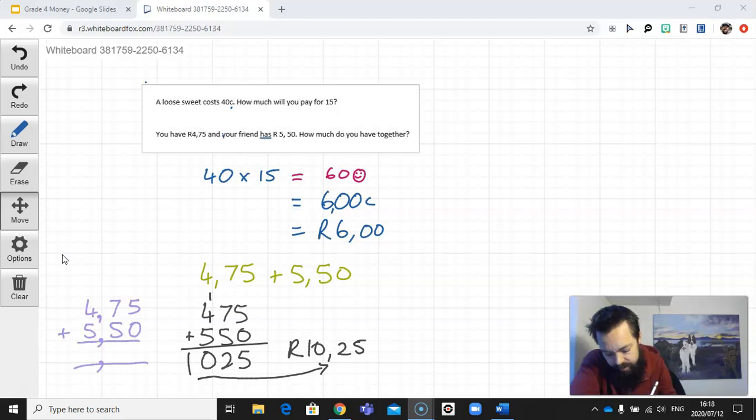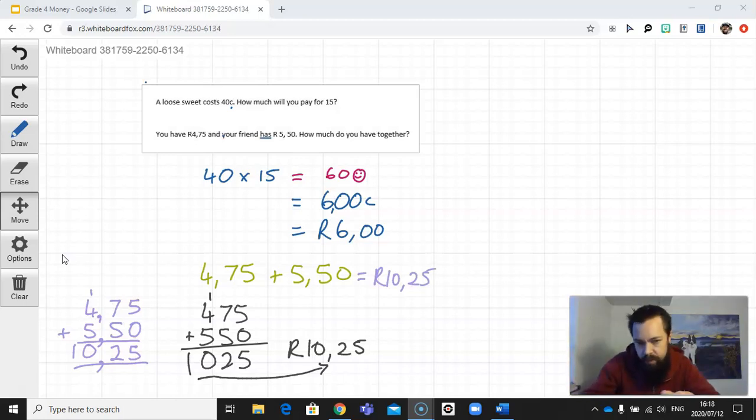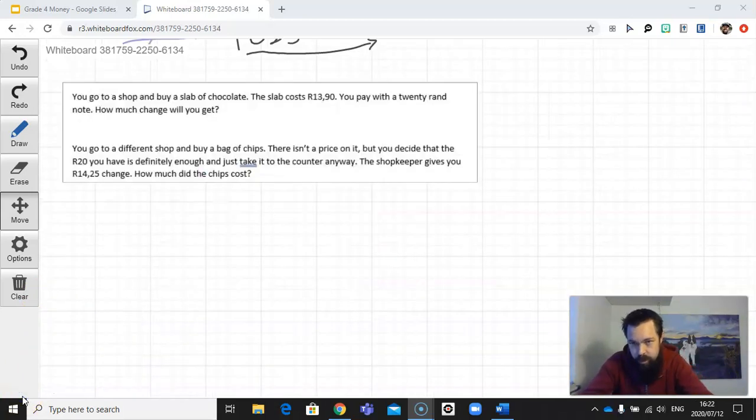5 plus 0 is 5. 7 plus 5 is 12. I carry the 1. I can just ignore the comma. I treat it just like I would a normal addition sum. And 10. And then you can see I've gone straight to my answer, which is R10,25. So that means that between me and my friend, we have 10 Rand and 25 cents.